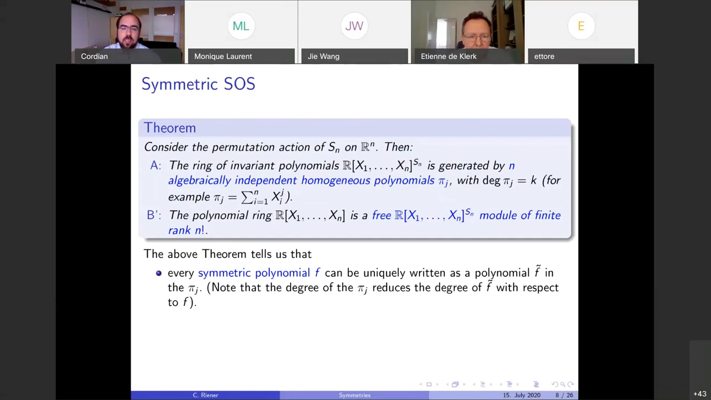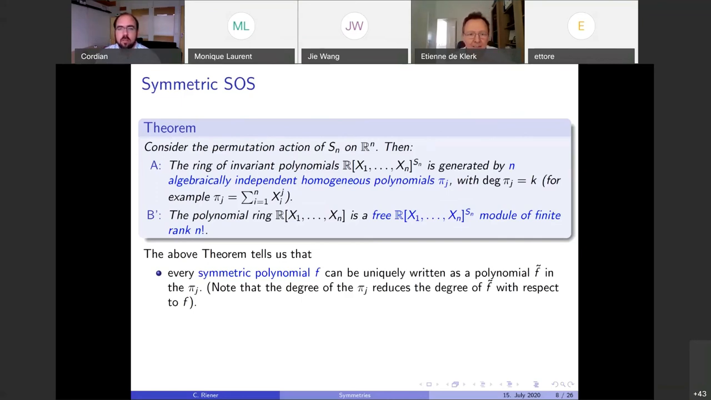And essentially the statement is that any family of algebraically independent homogeneous symmetric polynomials that have the right degree will actually work as those generators. But in particular, using the powers, the Newton sums, is one version of doing that. Okay, I just misunderstood what you meant by for example, but now I understand.